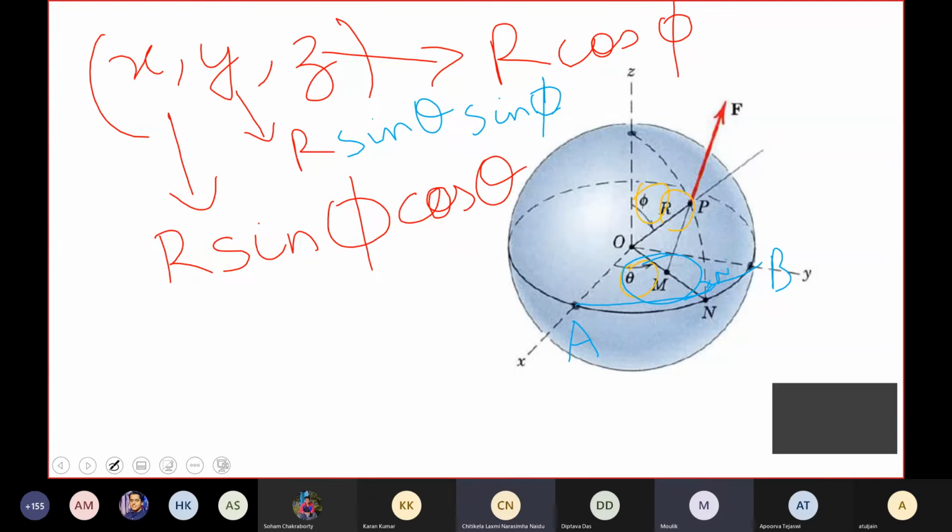Sir, we have assumed that the projection of OP along the XY plane is on ON. Yes. Okay, sir. Fine.